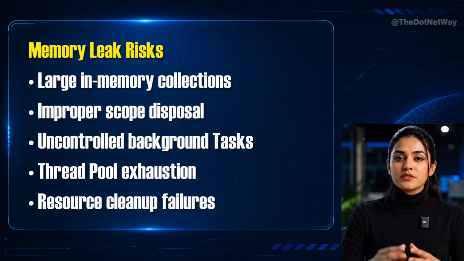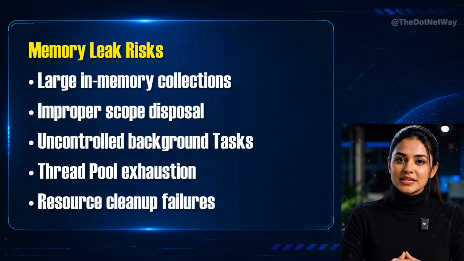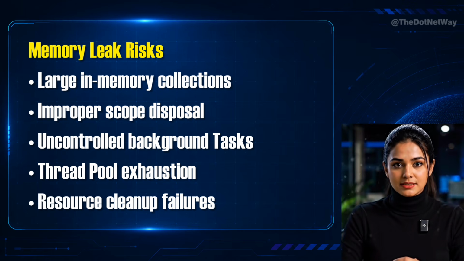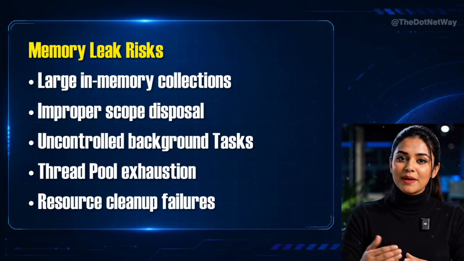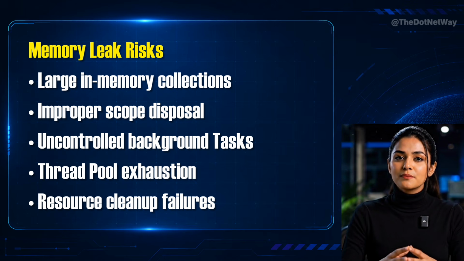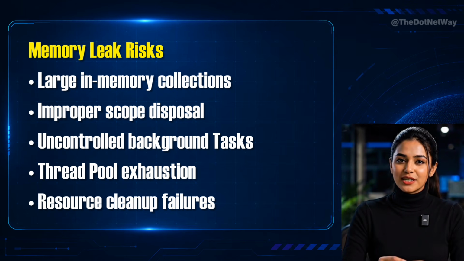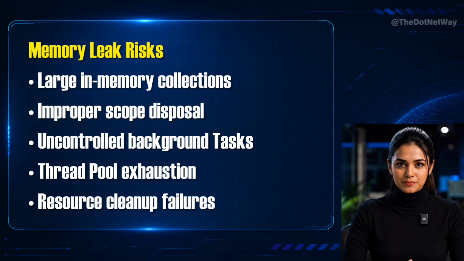Another common issue is forgetting to dispose dependency injection scopes properly when repeatedly creating DbContext instances. Developers also accidentally create thousands of background tasks without throttling, which slowly exhaust memory and thread pool resources. Production-grade workers must carefully manage memory, batching, disposal, concurrency, and resource cleanup.